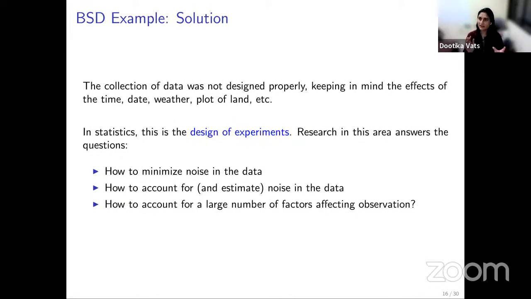And this whole area is called design of experiments. And in fact, the speaker on January 7th, Dr. Satya Singh, works in this area as well. Right? So research in this area answers the following question. How do we minimize noise in the data?